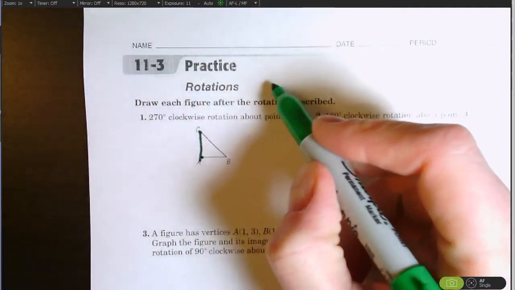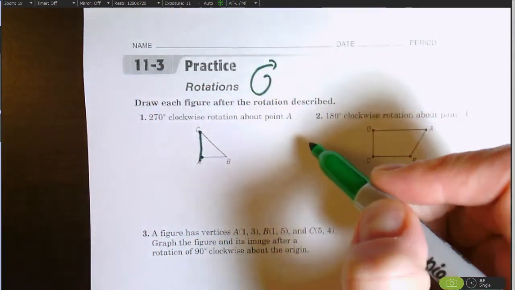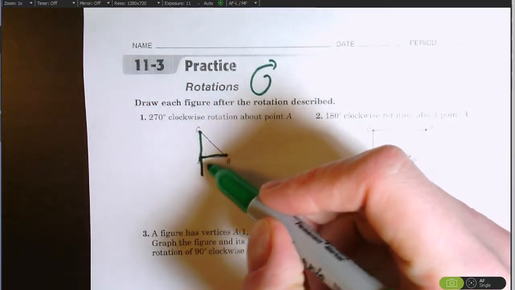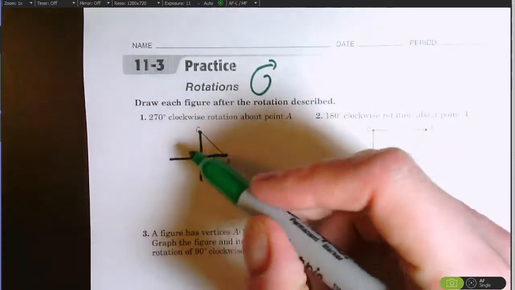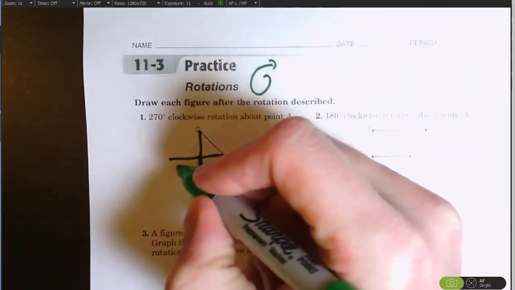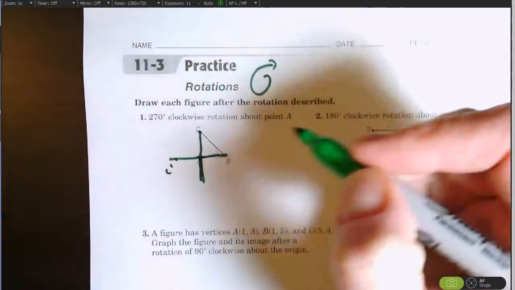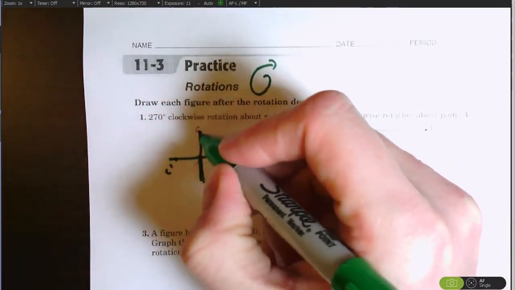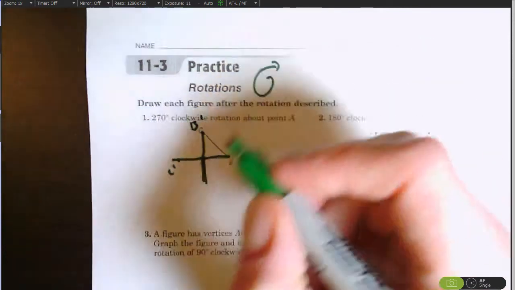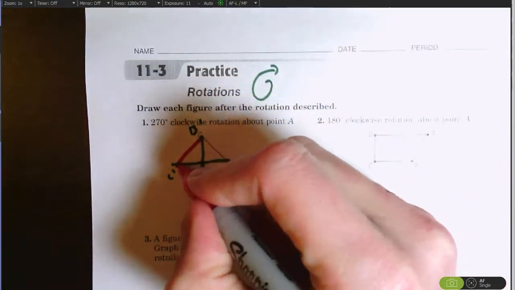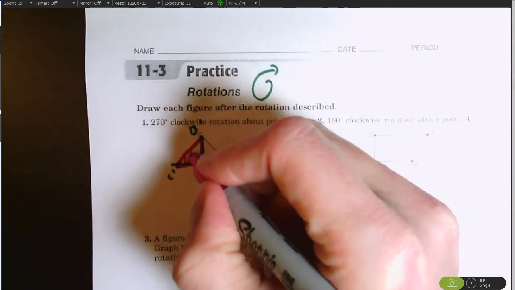Well, clockwise goes that way. So here's 90 degrees clockwise. Here's another 90 degrees clockwise. Here's another 90 degrees clockwise. So C becomes 90, 90, 90, somewhere about here. If you look at B, B goes 90, 90, and another 90, so somewhere right here. So what we end up getting, and I hope this is showing up, is this triangle right here.